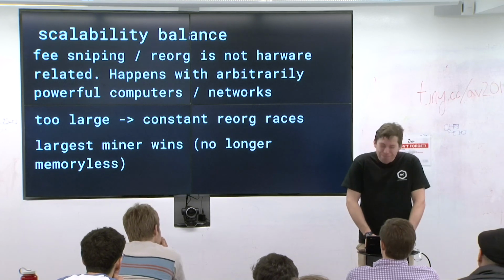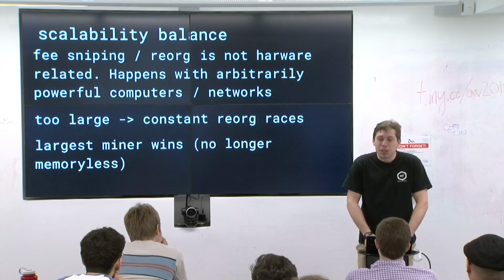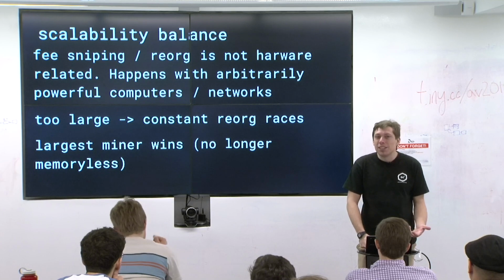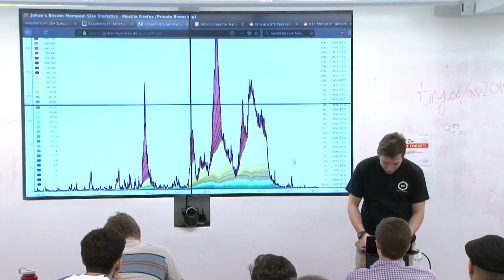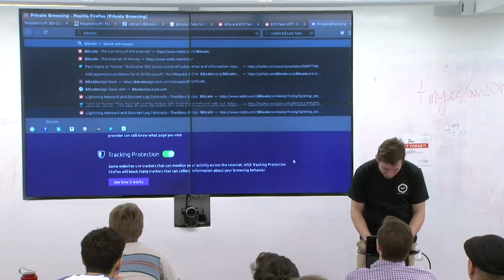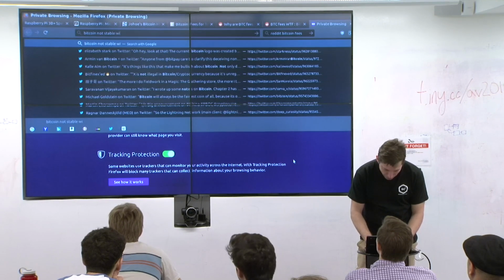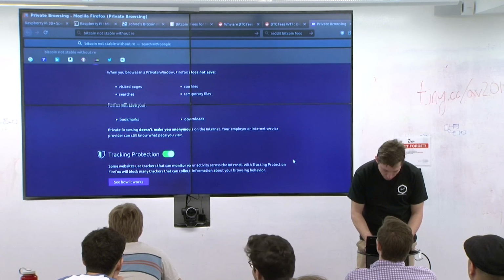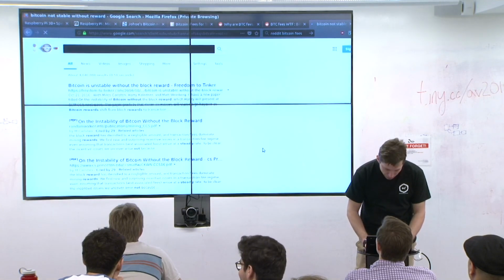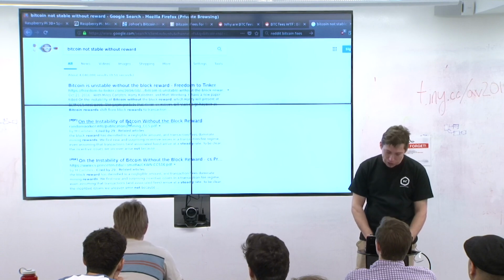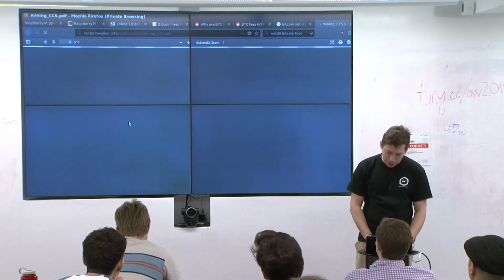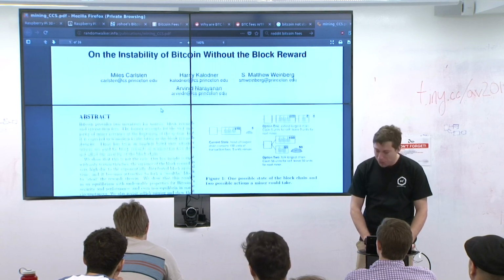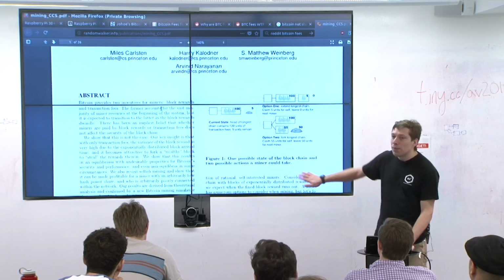There's a paper, what's it called? Bitcoin is not stable without a fee or something. It's Princeton guys, right? Bitcoin, on the instability of Bitcoin without the block reward. And to be fair, yeah, these are Princeton guys. To be fair, they write about this issue.